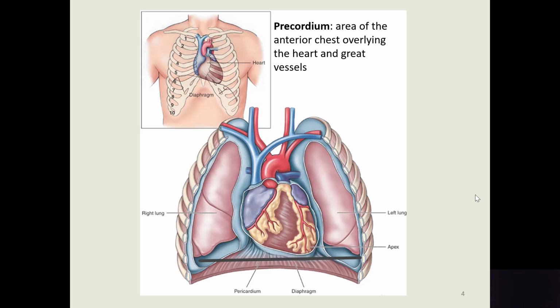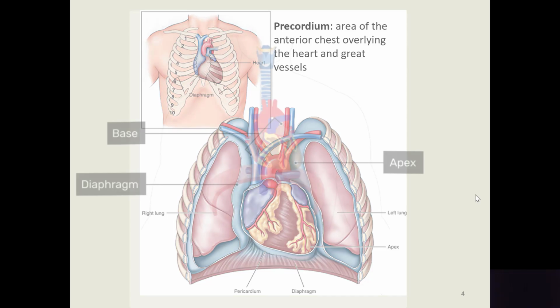It rests on the superior or top surface of the diaphragm and lies anterior to the vertebral column and posterior to the sternum. About 2/3 of its mass lies to the left of the mid-sternal line, and the balance of it, or the rest of it, projects to the right side. The lungs lie on either side of the heart laterally and partially obscure the heart.